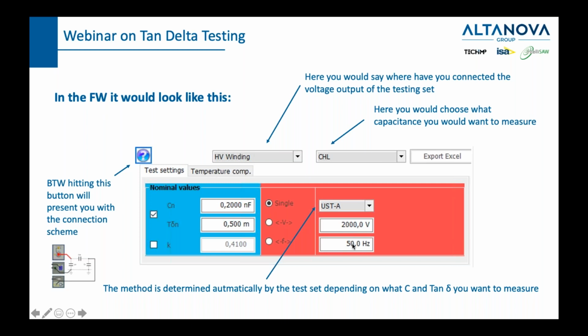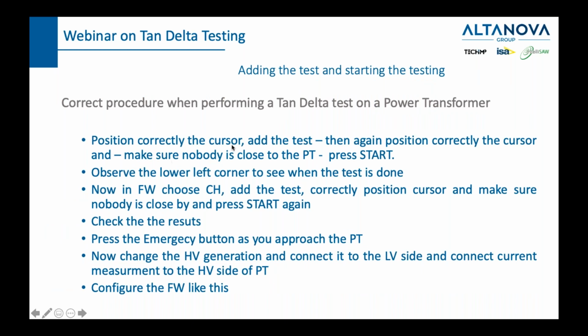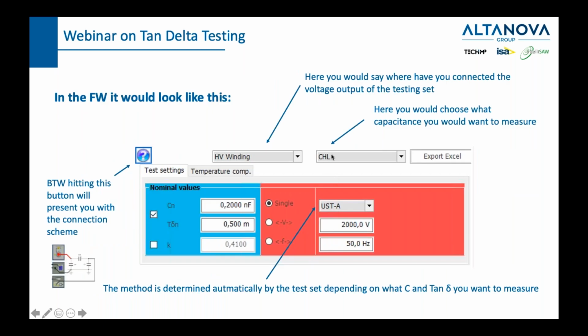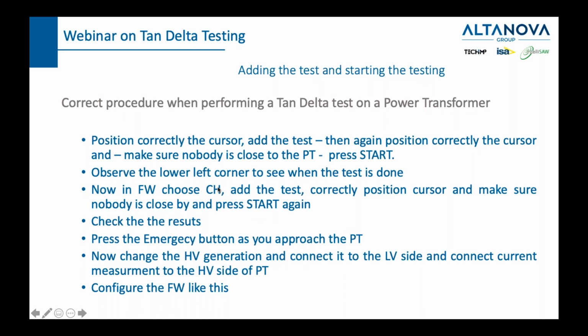You choose the voltage, the frequency, and if you're not sure how to connect, you can always press the question mark button and you will get the scheme as you saw in the slide before. So we need to position correctly the cursor and then press start. We observe the lower left corner to see the stages, calibration, measurement, and when it's done, you will see test is done. The test takes about 30 seconds, after which you can see the results. Now, after measuring the CHL, we change this to CH, so we choose CH and press start again and check the results.